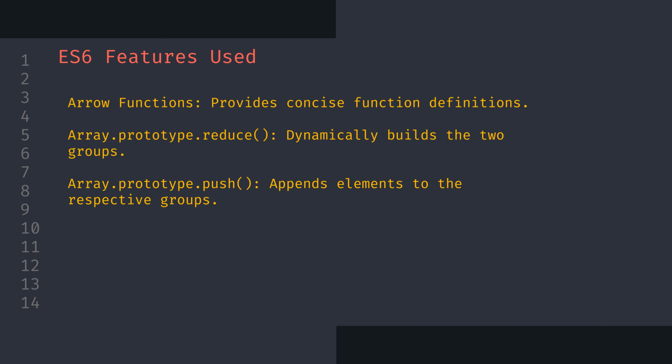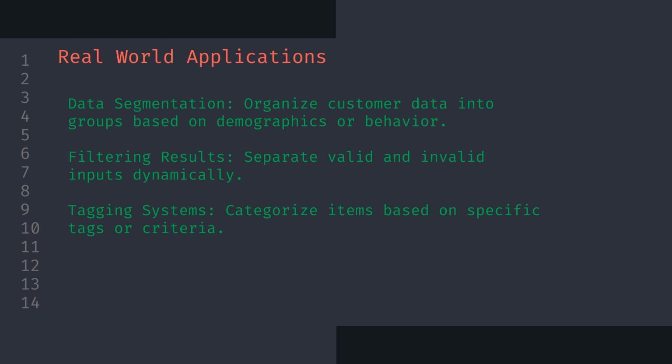This implementation leverages ES6 features like arrow functions and the powerful reduce method for concise and efficient code. This technique is versatile and widely applicable in areas like data analysis, filtering systems, and categorization tasks.